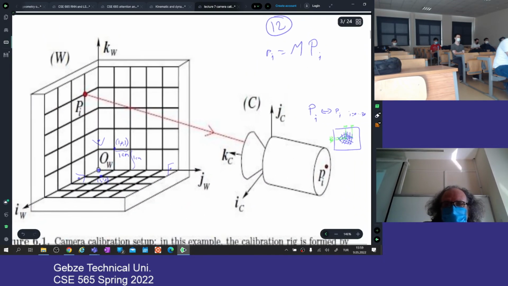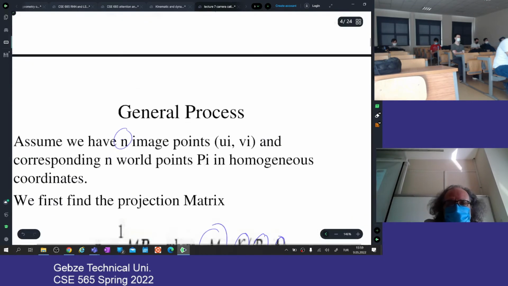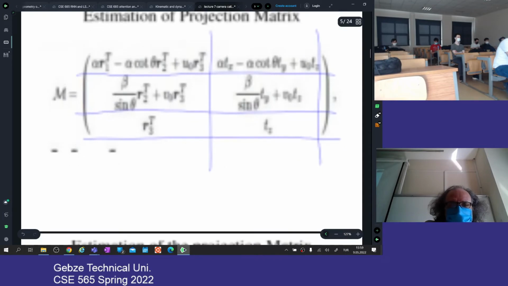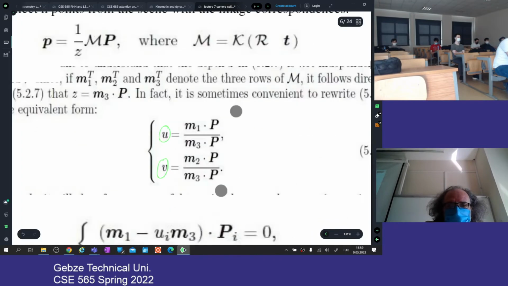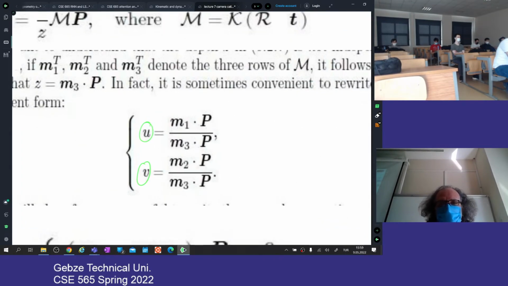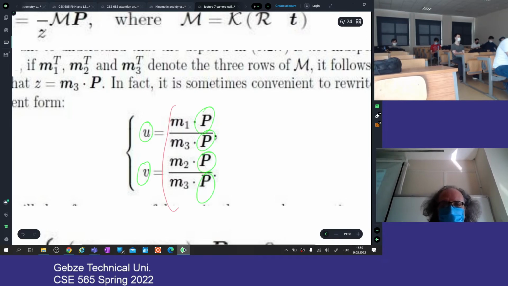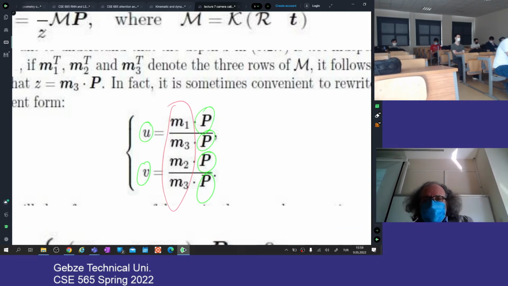Okay. U's and V's come from this image. X, Y, Z's come from this target. Okay. I know U's and V's. How about those P's? Of course, I know the P's too. And these are the things that I don't know: M1, M2, and M3.